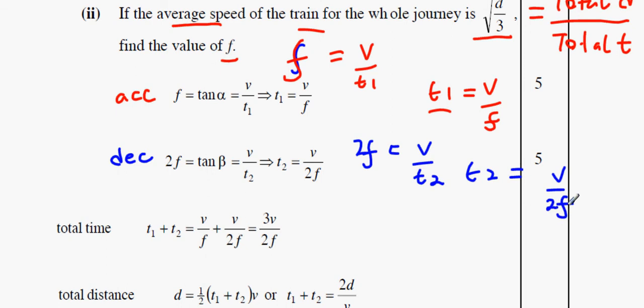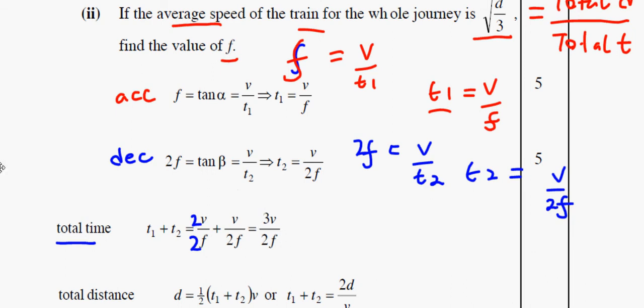Next step, get the total time. The total time is T1 plus T2. That's going to be phi over f plus phi over 2f. Common denominator of 2f. Let's put a 2 in here and a 2 up there. Add them together and we get 3v over 2f.